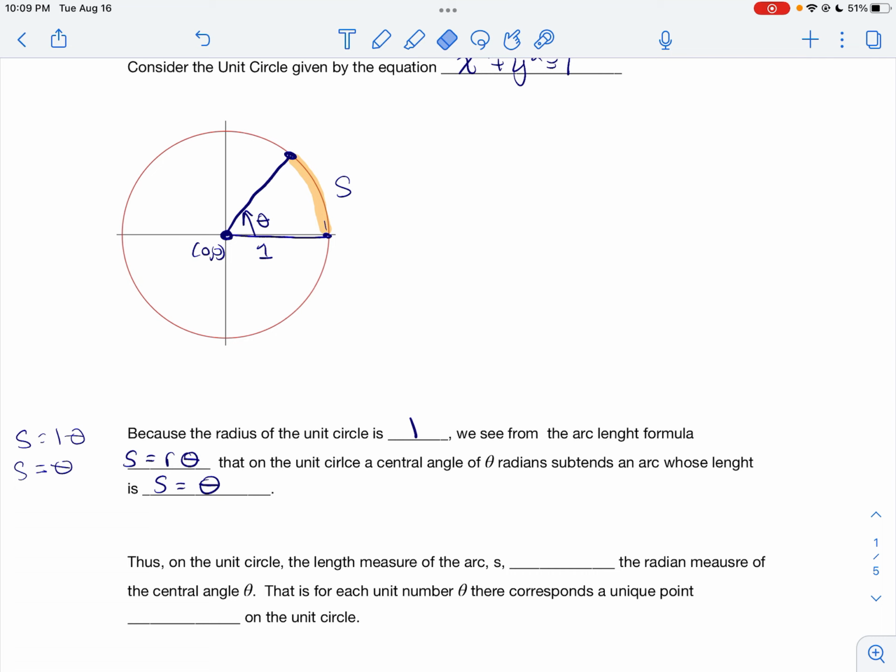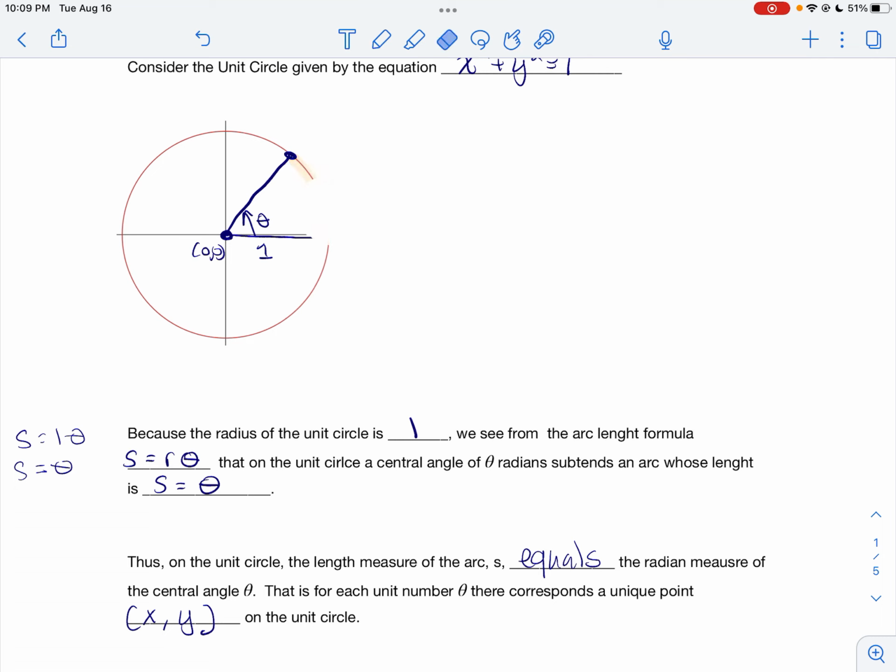All right, and so on the unit circle, the length of the arc S equals the radian measure of the central angle theta. That is, for each real number theta, there corresponds a unique point (x, y) on the unit circle.